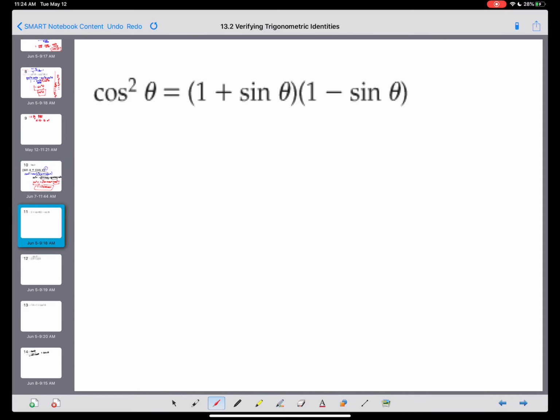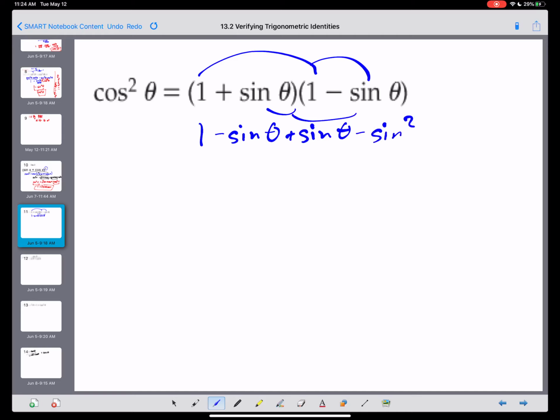Here I want to verify. So remember, I want to pick a side, right? To me, I think the right side looks a lot harder. So I'm going to work on the right side. I'm just going to FOIL: 1 times 1 is 1, minus sine theta, plus sine theta, minus sine squared theta. Now, if we notice the middle, negative sine theta plus sine theta kind of cancels out. So we just have 1 minus sine squared theta.